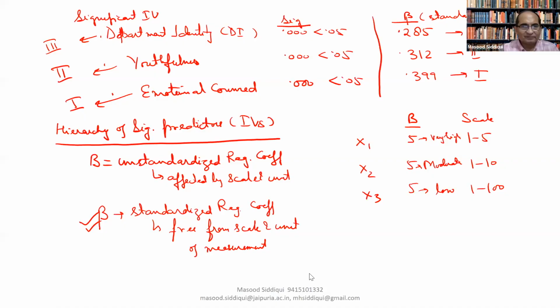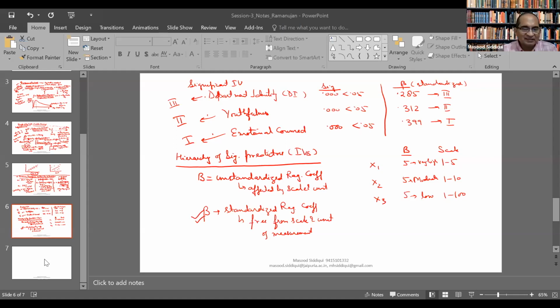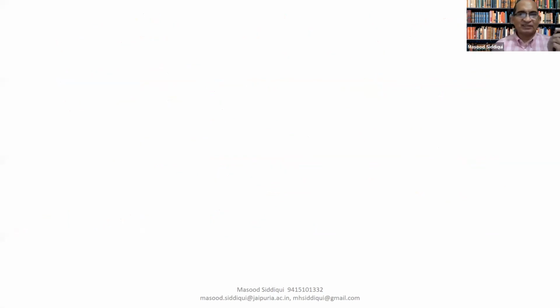Okay, so now we are moving to the final part. You must be seeing this PowerPoint. Here we have discussed the three concepts related to the hierarchy of the significant predictors. Now the next step is related to proposing the regression model.